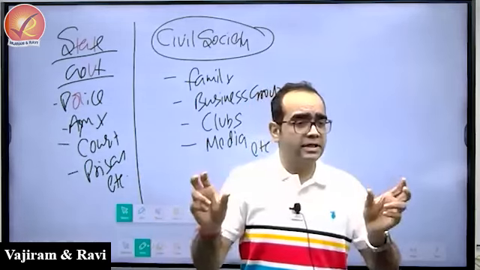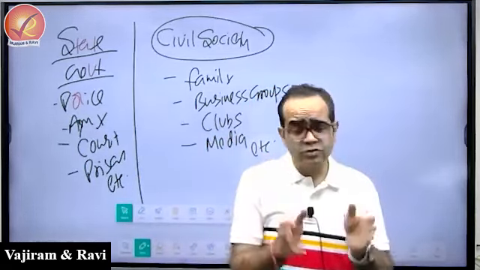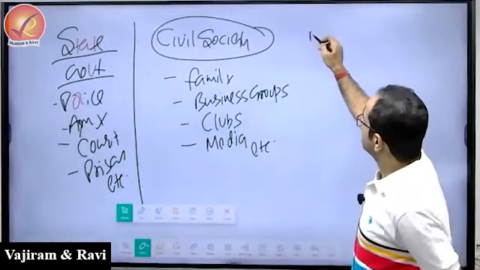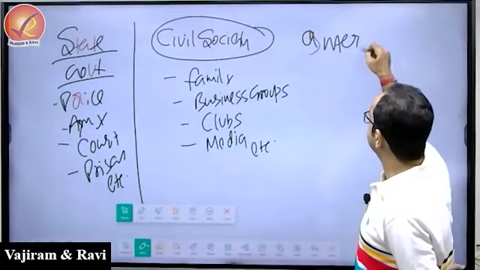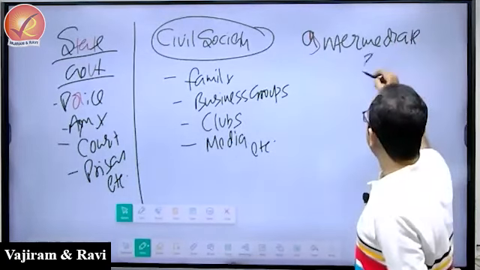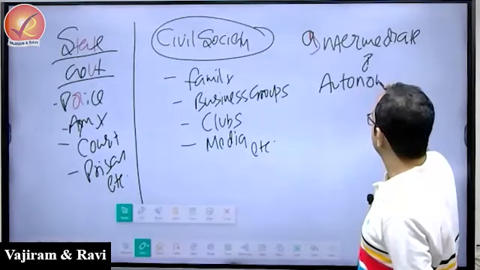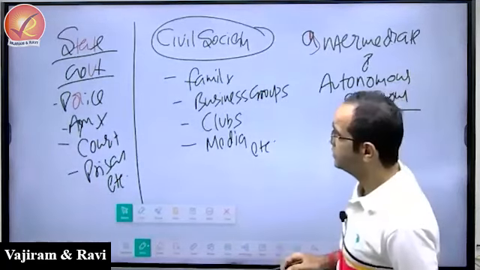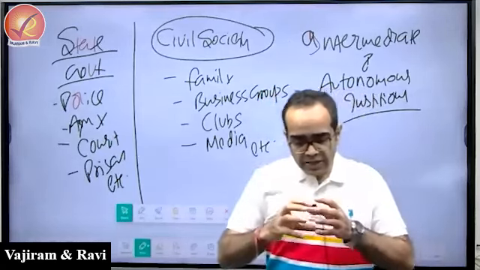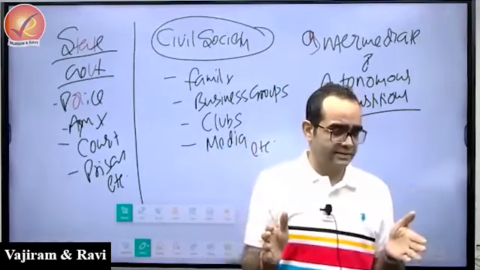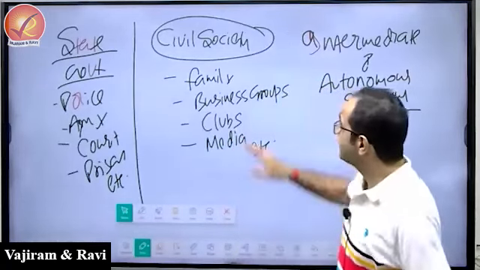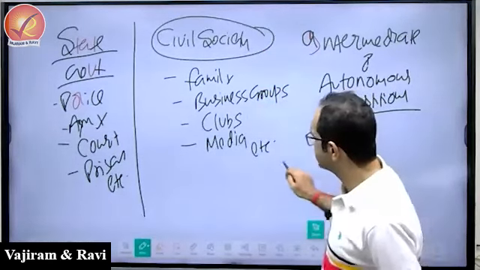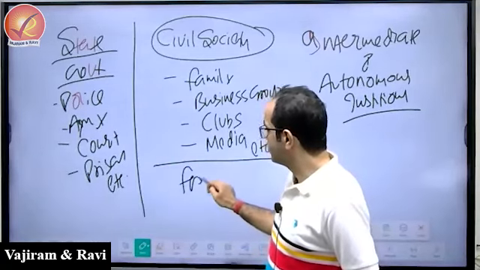It's autonomous, it is not in control of the state. Civil society is that part of society, a set of intermediate and autonomous institutions which govern the relationship between the individual and the state. So they are not under the control of the state. In fact, civil society includes family, business, clubs, media, and it is basically the institutions formed by individuals.